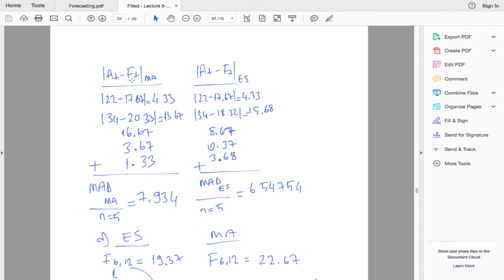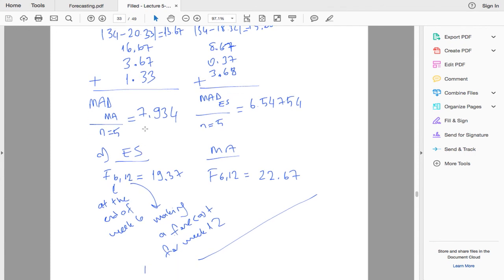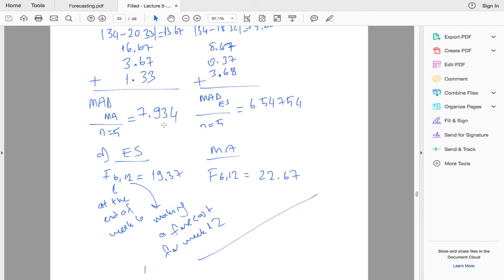Here, you have to take the differences, the error values, in absolute value. So this is for moving average and this is for exponential smoothing, and you have to add them up and take the averages. If you do that by using moving averages, your MAD value is 7.934, and by using exponential smoothing, your error value is 6.54754. So which one is preferred? Definitely the one that gives you the minimum MAD value. So in this case, exponential smoothing gives you a better objective function, better error value. So go with that.